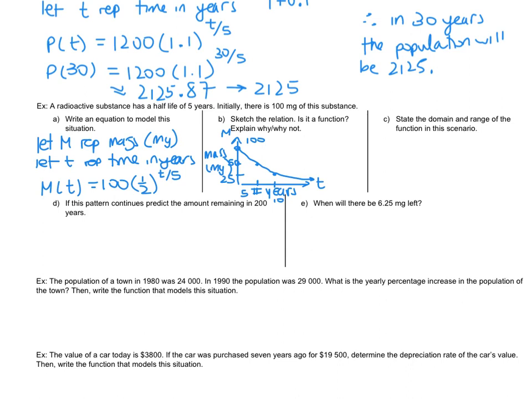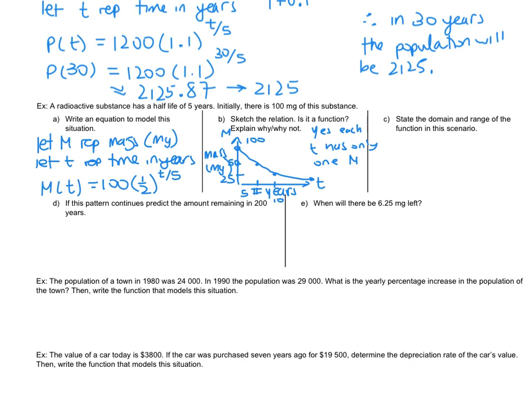And now it asks, is it a function? Yes, it is, because for every year, there's only one mass. So yes, each T has only one M. So the mass can't be two different things on a particular year.